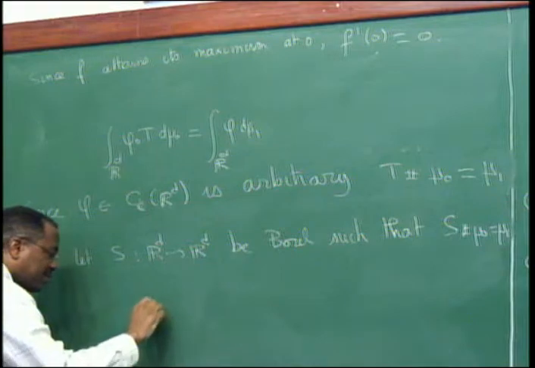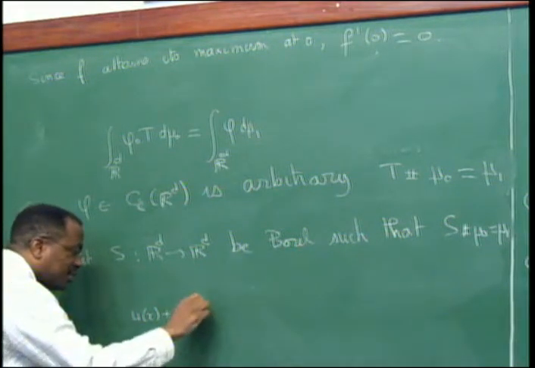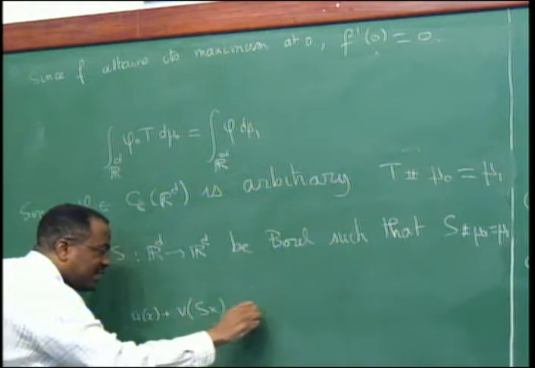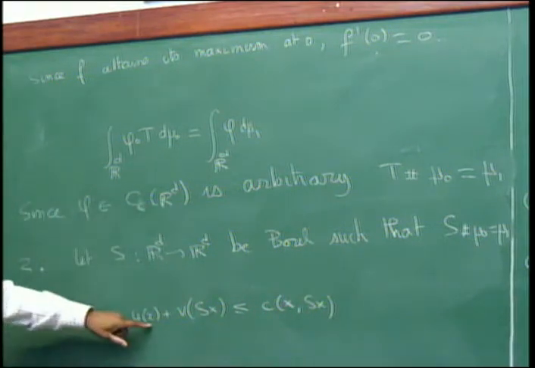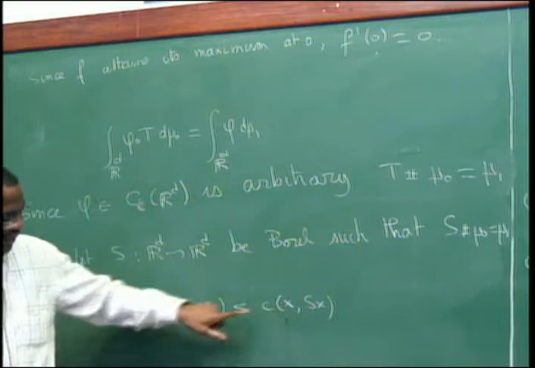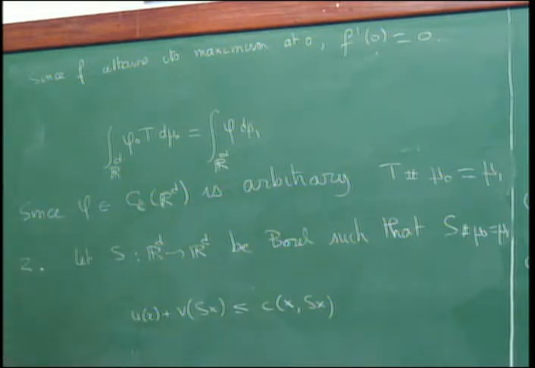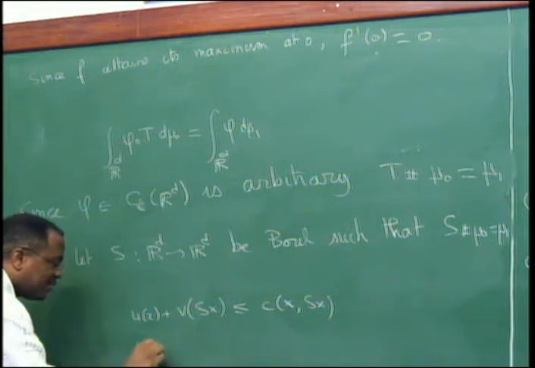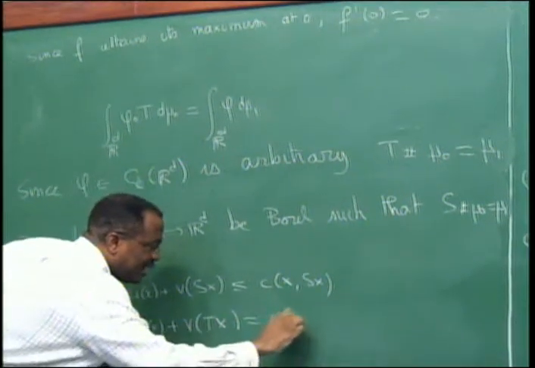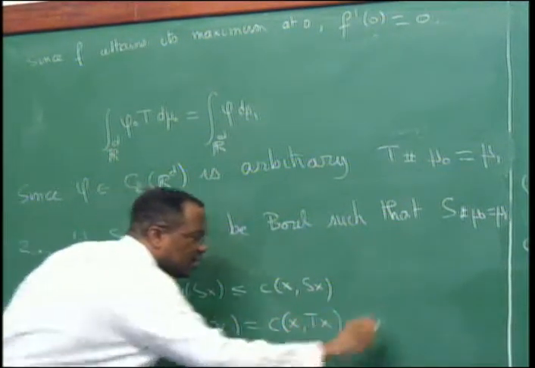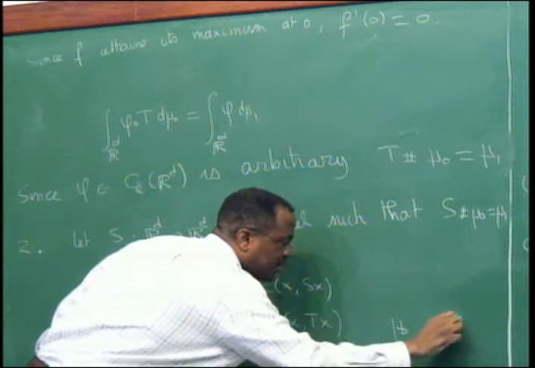U of x plus V of y is less than or equal to c of x, y. In fact, if I put x, y, I have this inequality. In particular, for y equal to S of x. But U of x plus V of T of x equals c of x, T of x, mu naught almost everywhere.